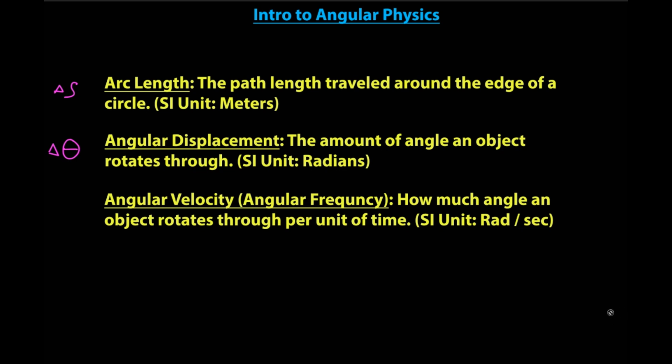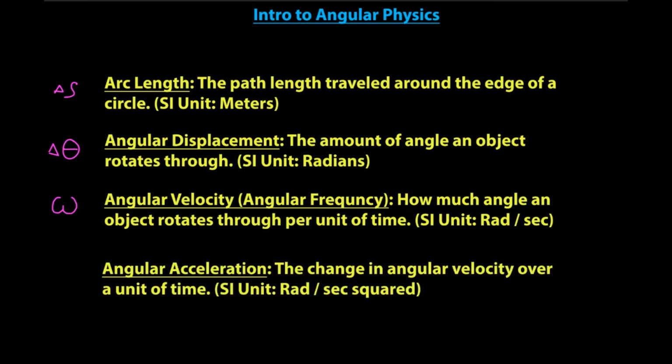Next up, angular velocity, also known as angular frequency, how much angle an object rotates through per unit of time. The symbol is a lowercase omega. And last but not least, angular acceleration, the change in angular velocity over a unit of time. The symbol is called alpha, and the units are radians per second squared. This is what happens, say, when an ice skater is spinning around and pulls her arms in and speeds up, but she speeds up rotationally. That is an angular acceleration because she increases her angular velocity.